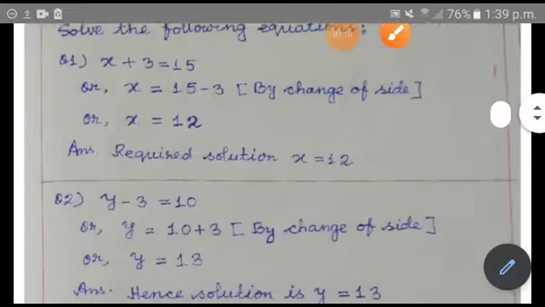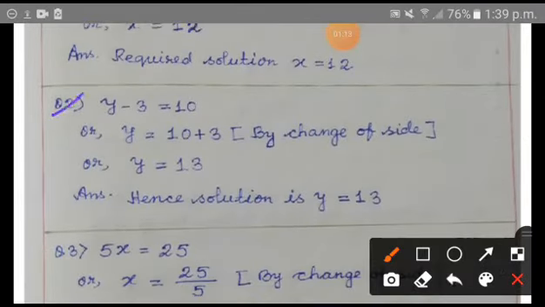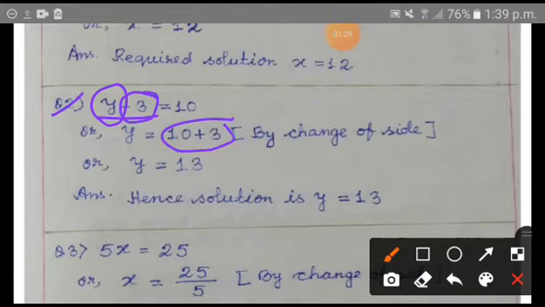Now, next sum. Question number 2. Here it is given y minus 3 is equal to 10. So here the unknown variable is y. You need to take out the value of the unknown variable. So y will be equal to 10 plus 3. This minus 3 changed its side. Changing its side means changing the sign also.